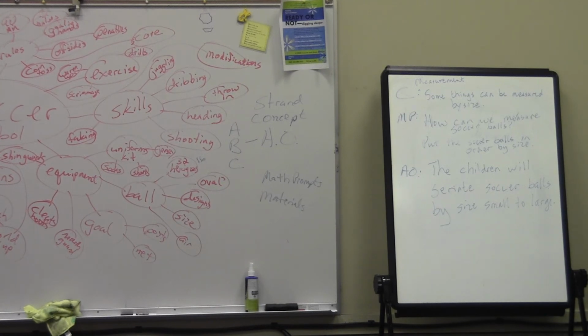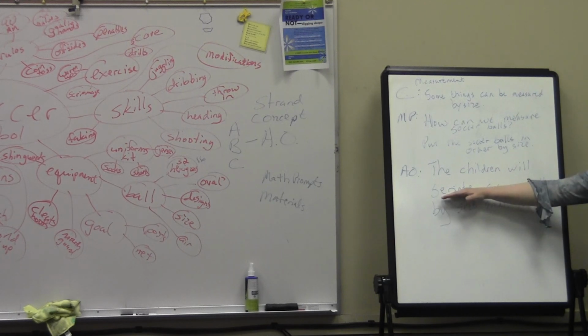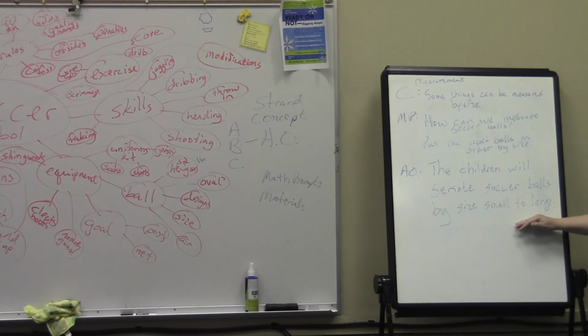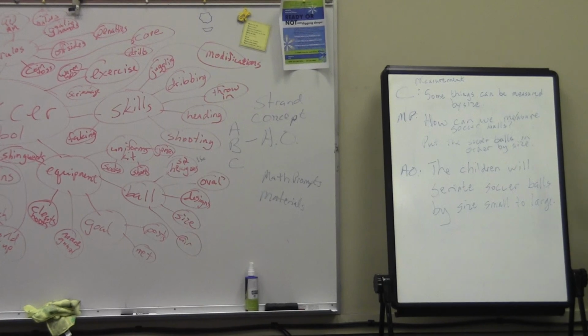Yep. But you said put the soccer balls in order by size from smallest to largest. Do you have to do the seriation classification on the map too? Not in math, because we have the strands that we're addressing here. So do we have alignment? Yes, we do. In our activity objective, we have ABCs. The children will is our A, seriate is our B, soccer balls by size, small to large is our C. Is it motoric? Yes. I think we're good. Feeling good about math? There we go. I love that. All right.